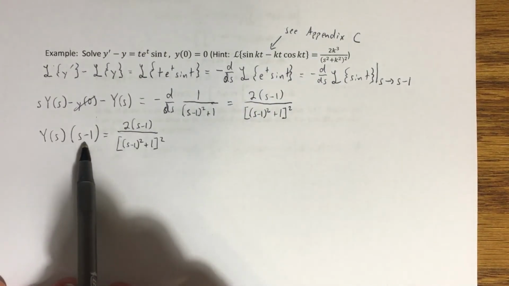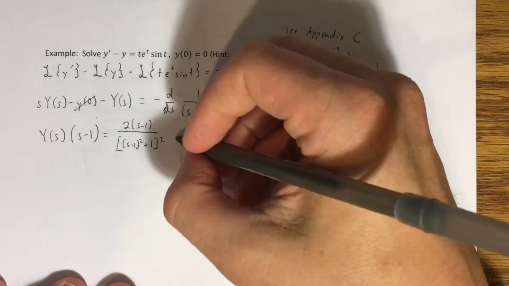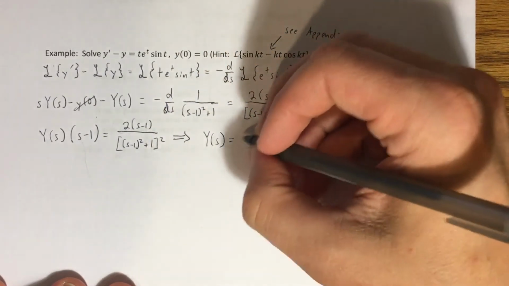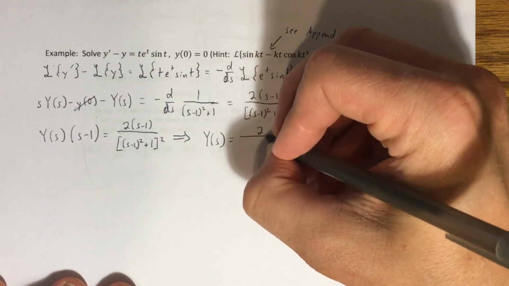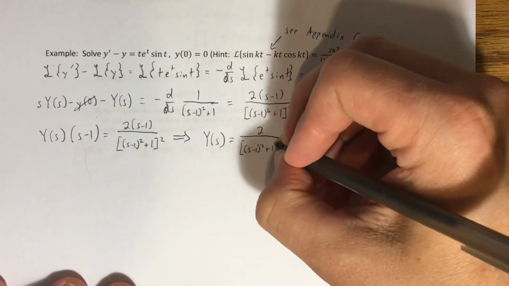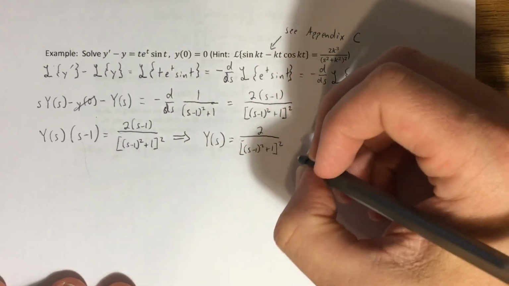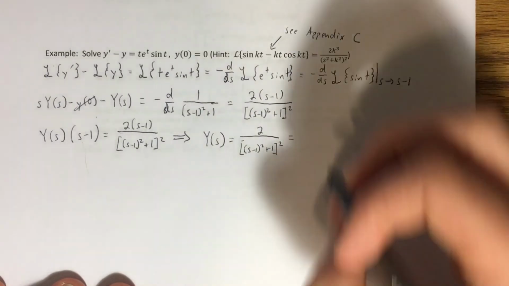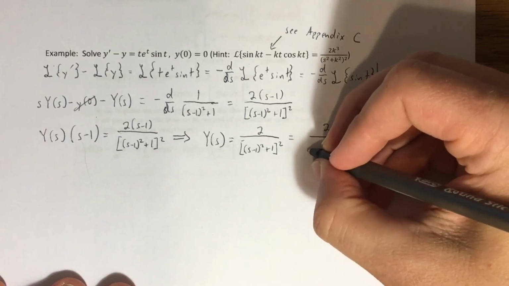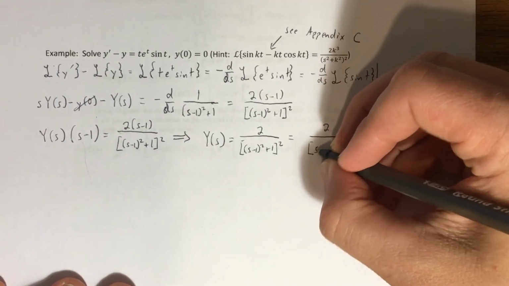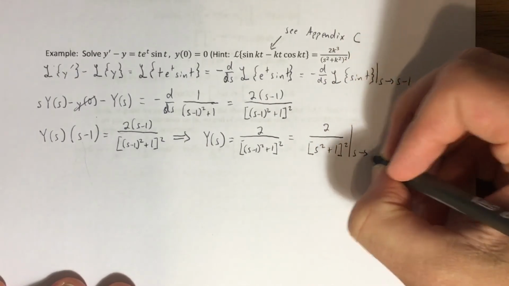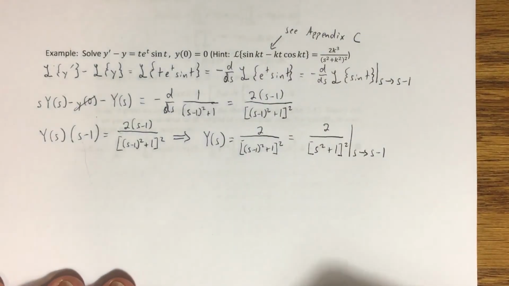And notice if I were to divide both sides by s minus 1, it'll cancel that s minus 1 out. So I'm left with this. Y of s equals 2 over (s minus 1) squared plus 1 quantity squared, which, if you notice, is the same thing as this, 2 over (s squared plus 1) quantity squared, where my s will end up with an s minus 1 substituted in.